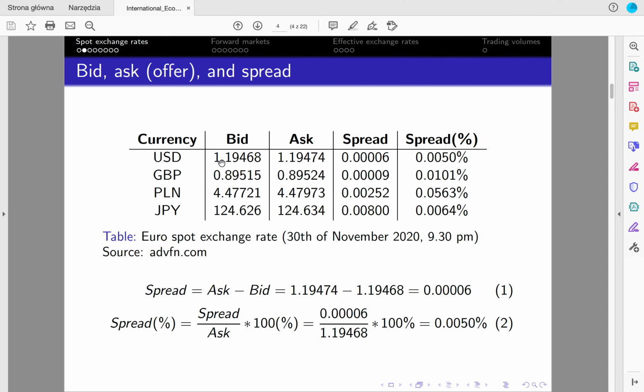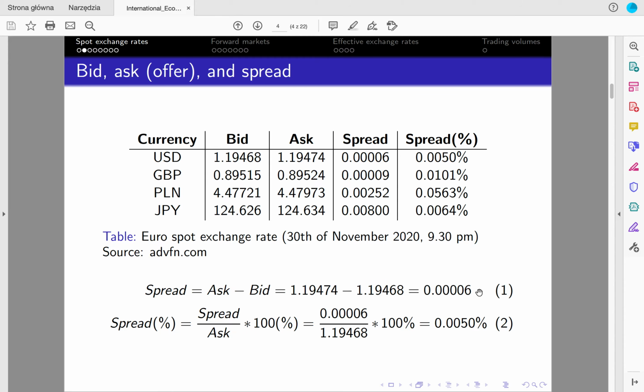Now, the money that they are going to make on each transaction is called spread. This is the difference between ask, so the price at which they are selling you the currency, minus bid, so the price at which they are buying the currency from you. And look, in this case, it's 0.0006.